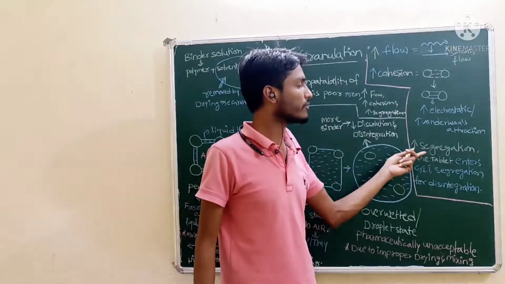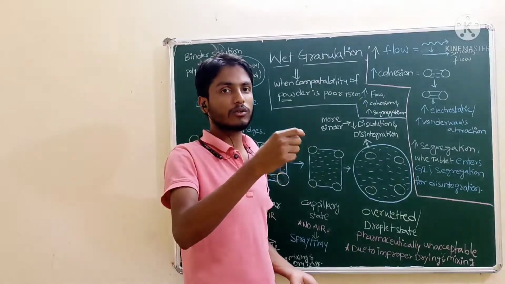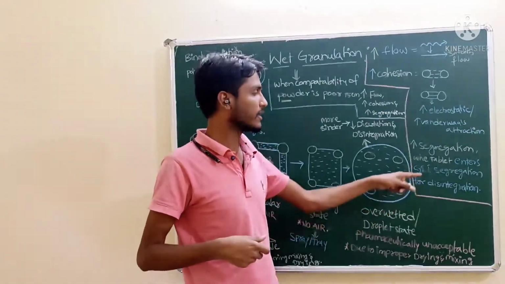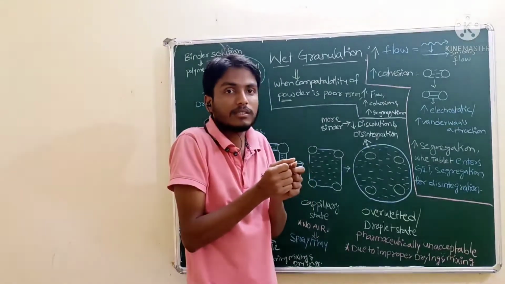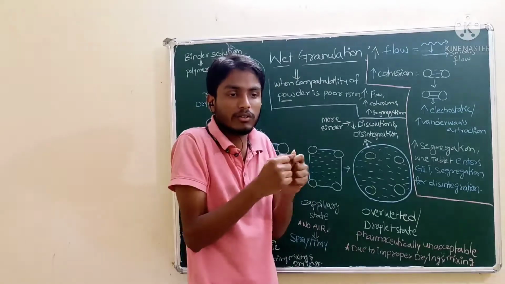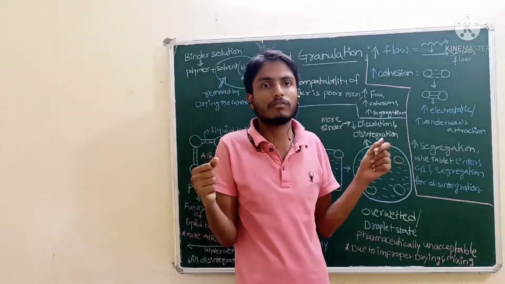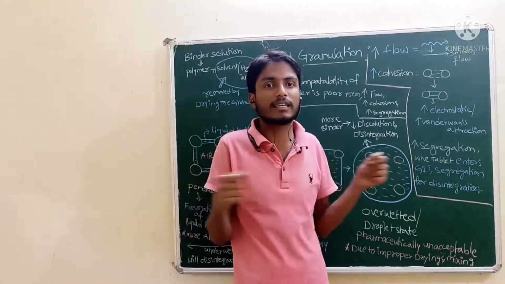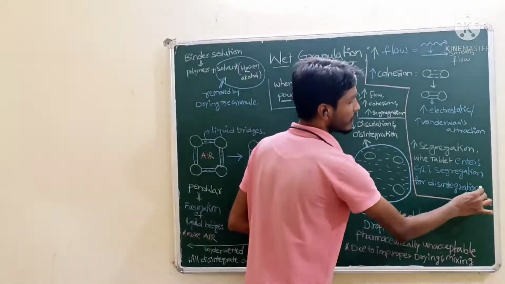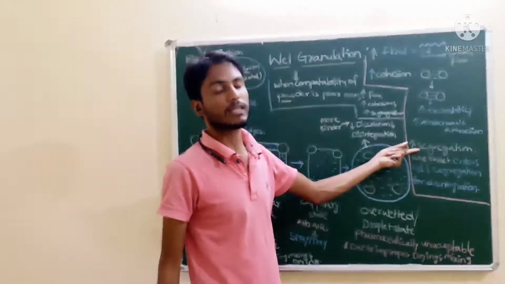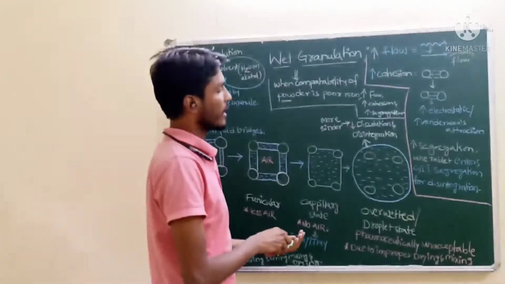What is the role of increasing the segregation? Whenever you take the tablet, it enters the GIT, the gastrointestinal system. Then the granules present need to disintegrate quickly, which leads to segregation, meaning disintegration of the tablet or separation of granules. For that, we need to increase the segregation of granules.